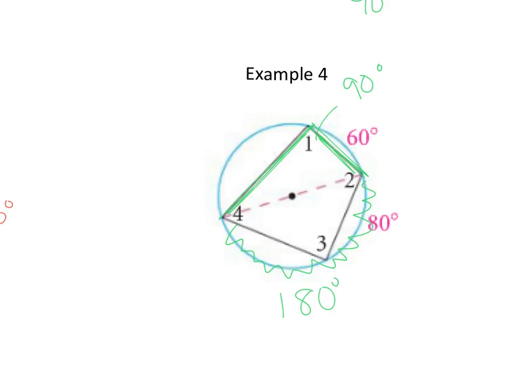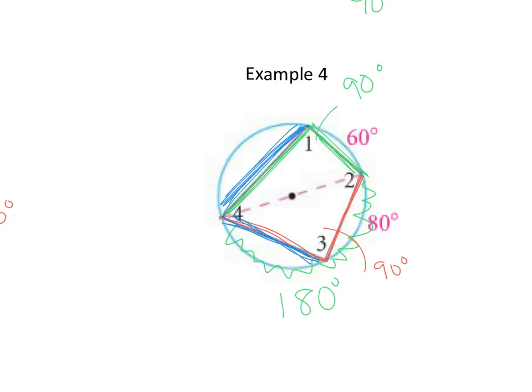I could also do the same thing with angle 3. Angle 3 is made up by this diameter, so angle 3 also has to be 90 degrees. Angle 4, I'm going to switch color.